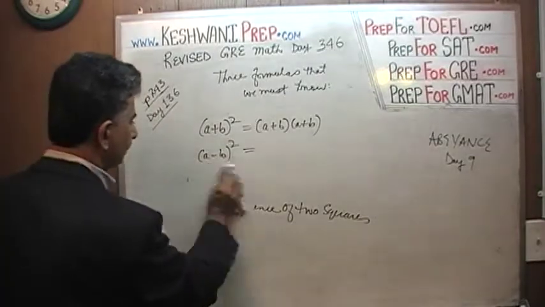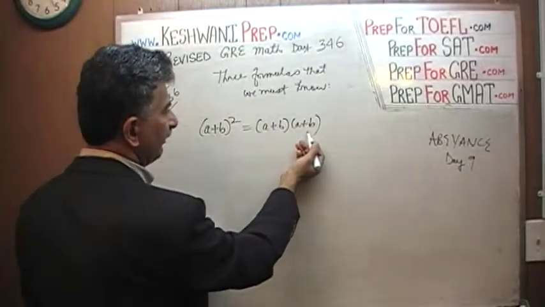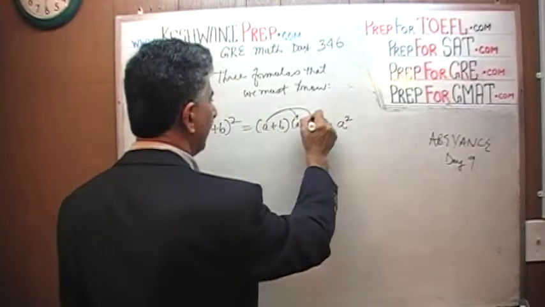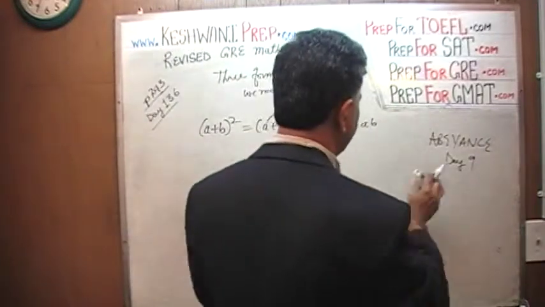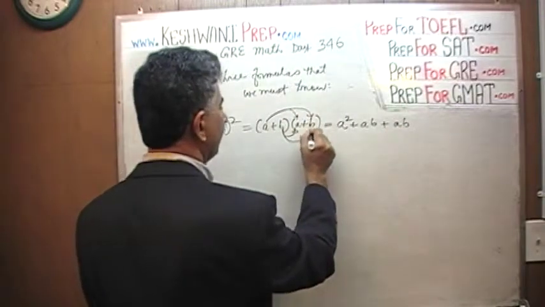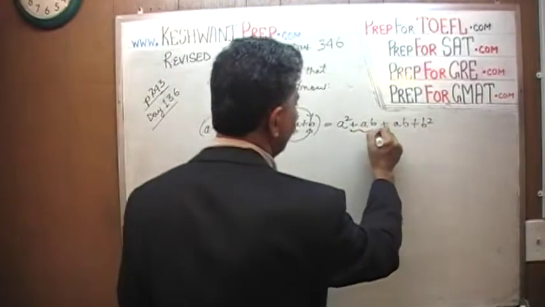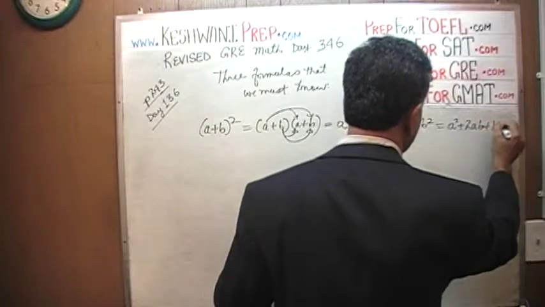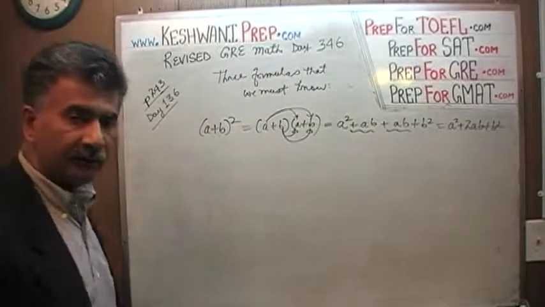So the first one was (a plus b) whole squared, which is (a plus b) times (a plus b). So that's going to give us a squared, and then a times b is going to give us ab, and then b times a is going to give us another ab, and then b times b is going to give us b squared. And that boils down to, we have ab and an ab, a squared plus 2ab plus b squared. I know you know this thing. It does not hurt to refresh our memory in case you have not seen it in a while.